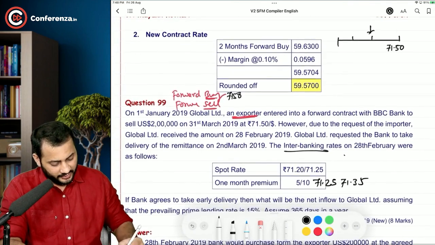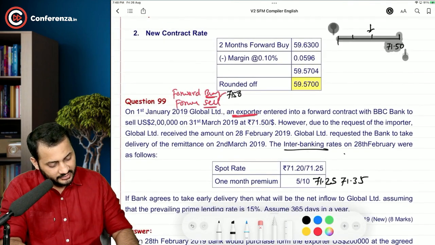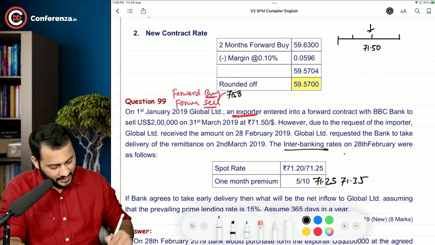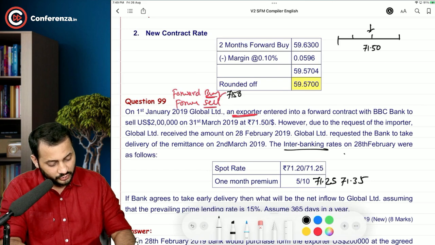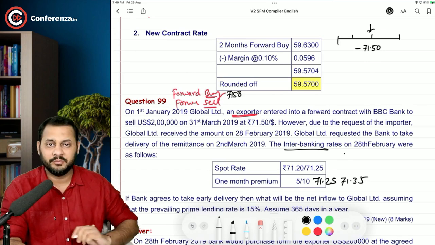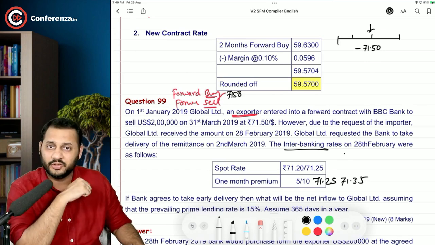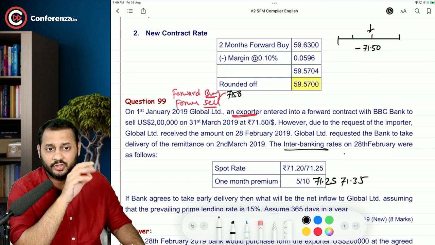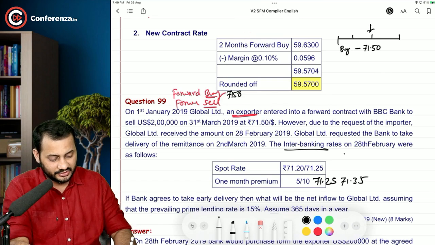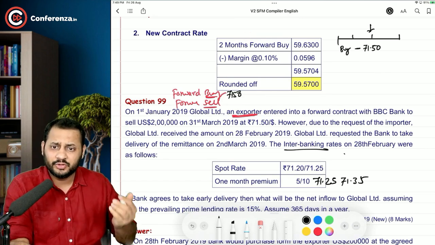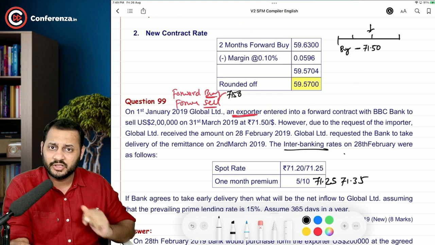Now, what did he do? He requested the bank to make the early delivery. That means the bank will buy $2 lakh from him 1 month before the due date. Now what will happen? There are two things. The bank has bought, this is a buy transaction for the bank. What is the bank going to do with $2 lakh 1 month before the due date?